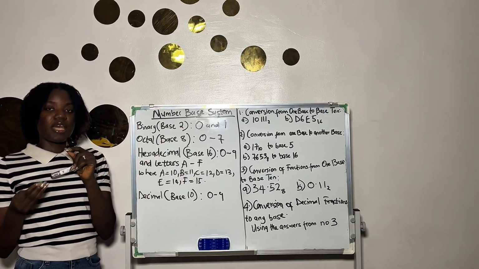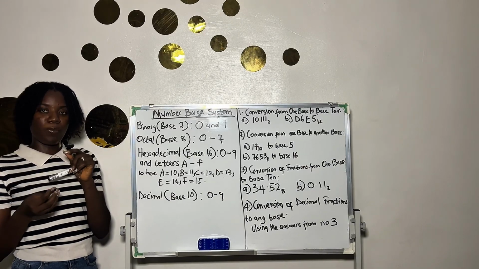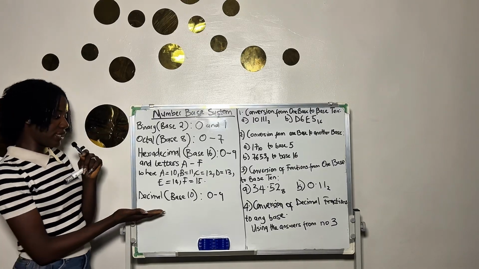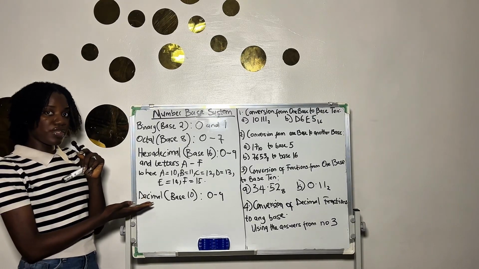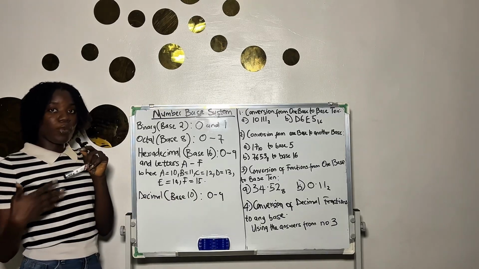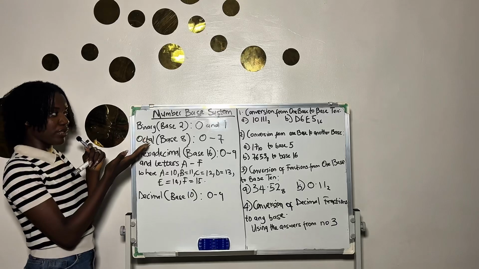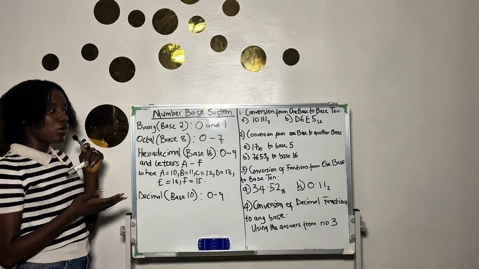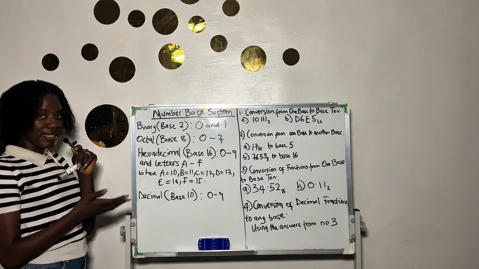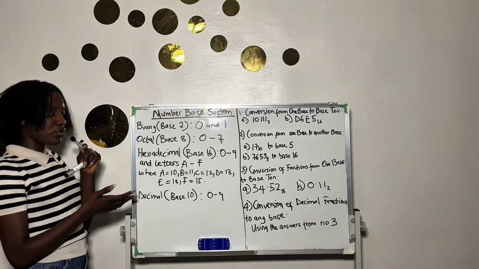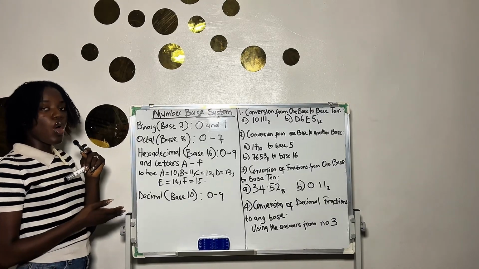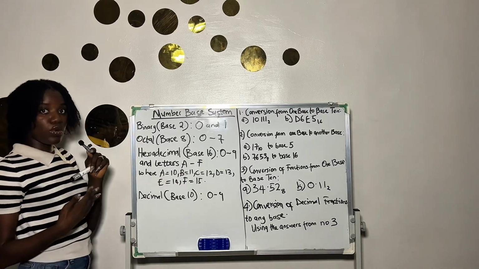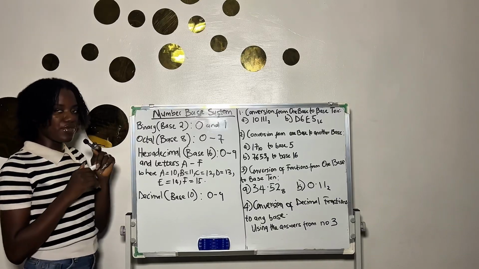Now, a number base refers to the number of unique digits that a number system uses to represent numbers. Our general day counting is done in base 10, which is called decimal, and decimal uses digits from 0 to 9. There are other commonly used number bases such as binary base 2, which uses digits from 0 to 1, octal base 8, which uses digits from 0 to 7, hexadecimal base 16, which uses digits from 0 to 9, and letters from A to F, where A is equal to 10, B is equal to 11, C is equal to 12, D is equal to 13, E is equal to 14, and F is equal to 15.